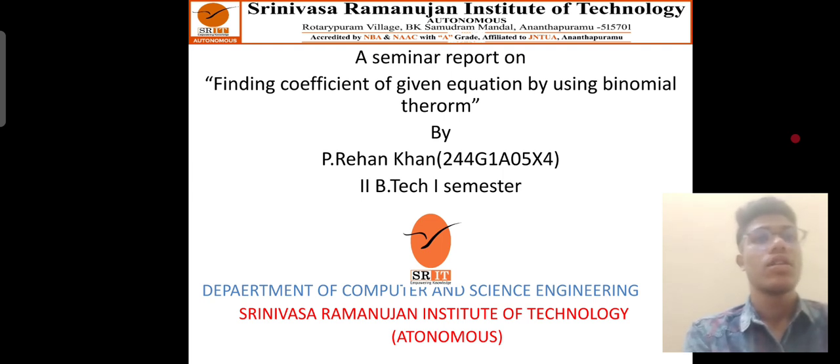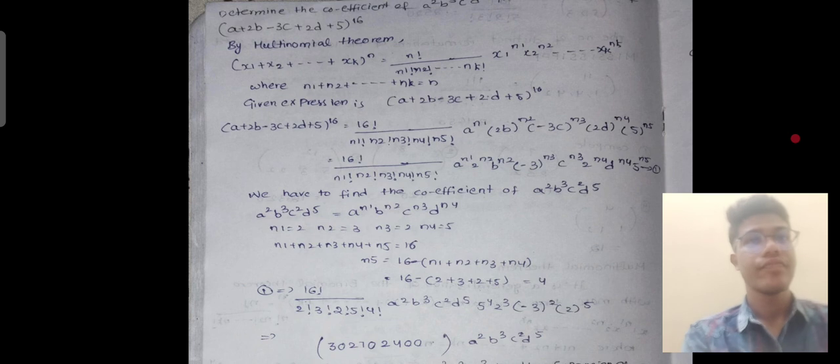Today I am here to discuss finding the coefficient of a given equation by using the binomial theorem in DMGT. Here the given equation is (a + 2b - 3c + 2d + 5) whole power 16.